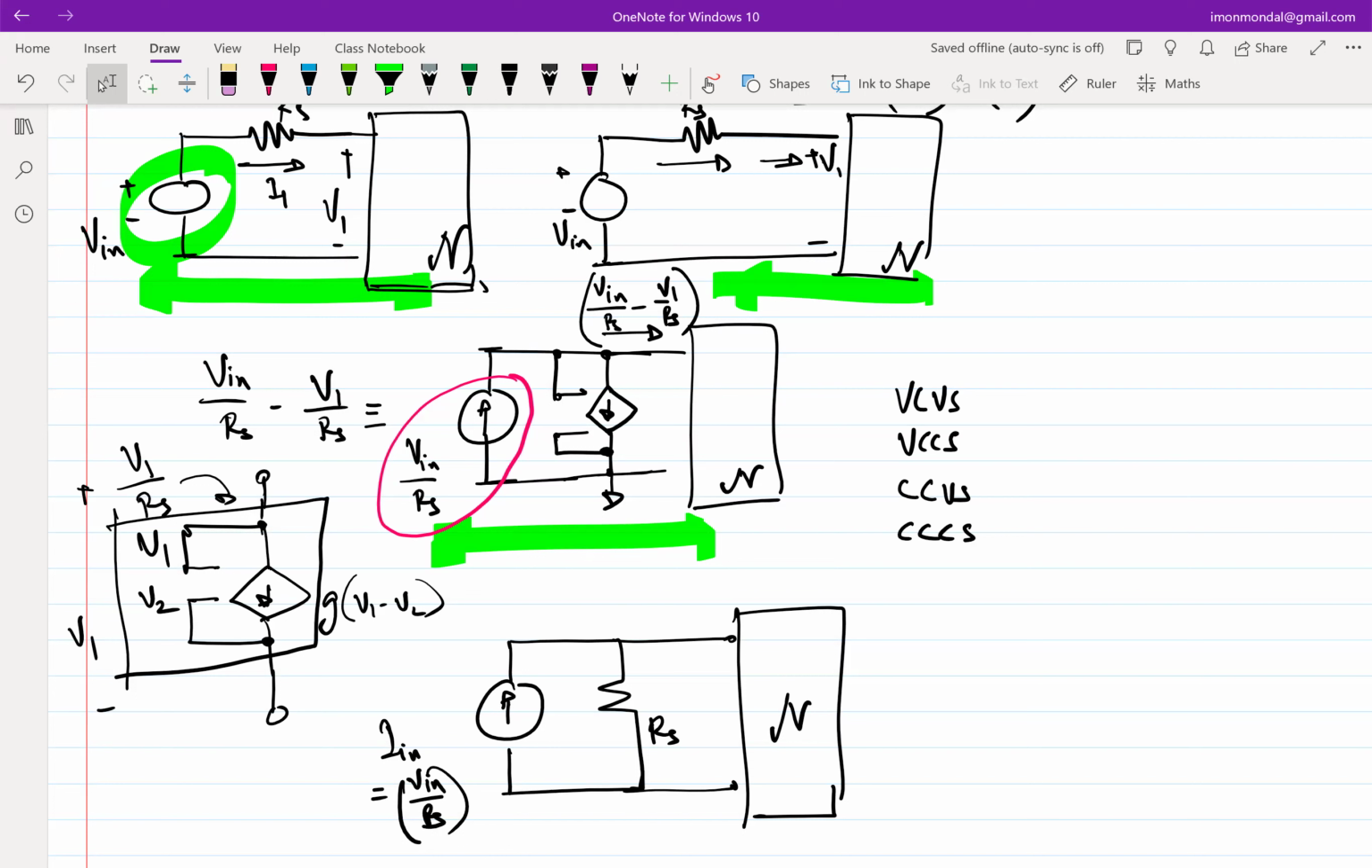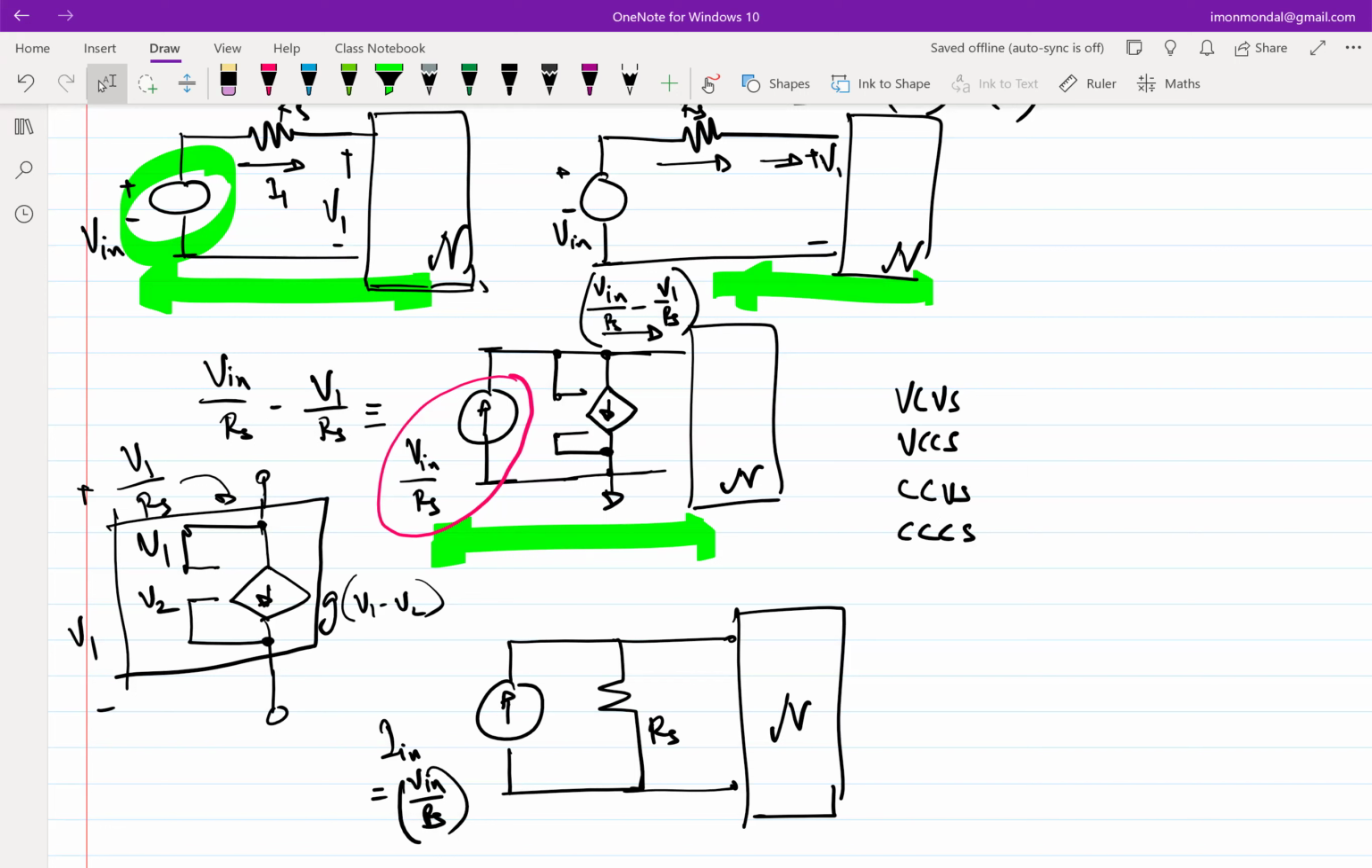Okay, so this is a source transformation. We did a source transformation. We were able to transform the series combination of a voltage source and its resistance into a parallel combination of another current source and the resistance. And in both cases, the voltage source and the current source are independent sources.